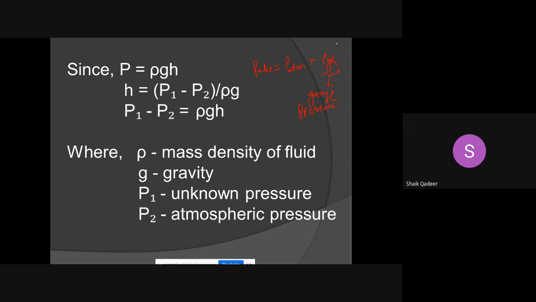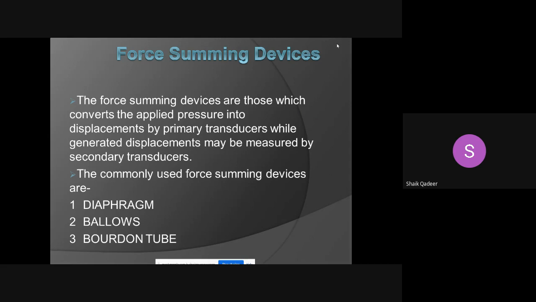Now I am coming to the other part of medium pressure measurement. That is nothing but dynamic pressure. I told you the dynamic pressure measurement can be done with the help of elastic element or force summing devices. It's also called as elastic element. Usually, the elastic element is used as the primary transducer. I will introduce this term in next class in detail.